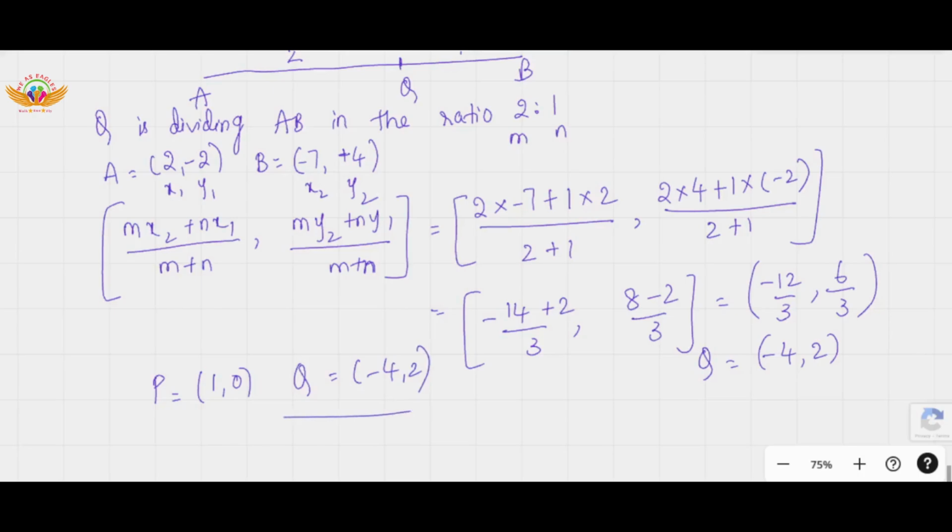P point is 1 comma 0 and Q point is minus 4 comma 2. So if this is my line segment AB and the points P and Q divide it into 3 equal parts as points of trisection, by taking the ratios m and n two times, I got my point P as 1 comma 0 and Q as minus 4 comma 2.